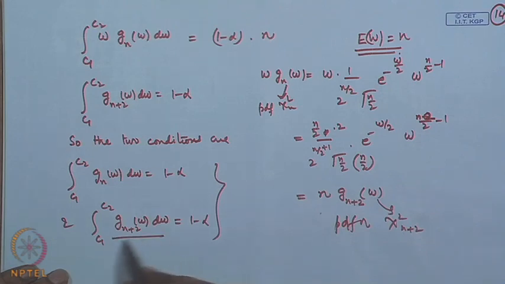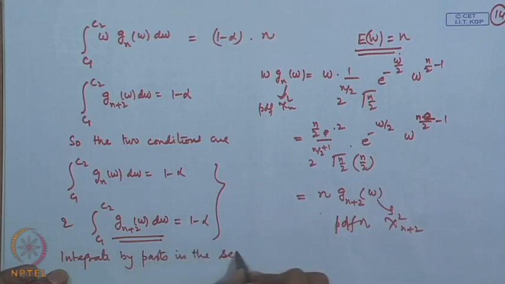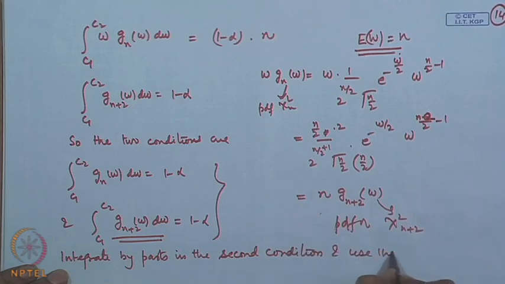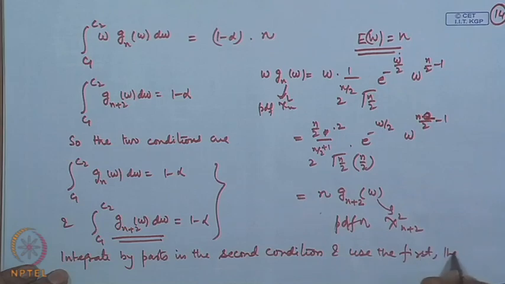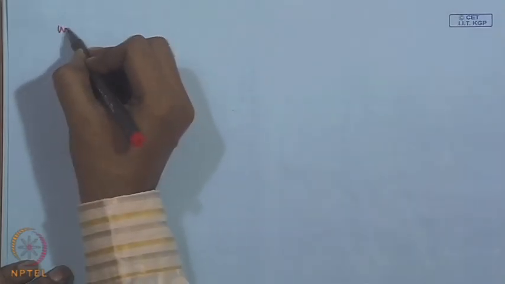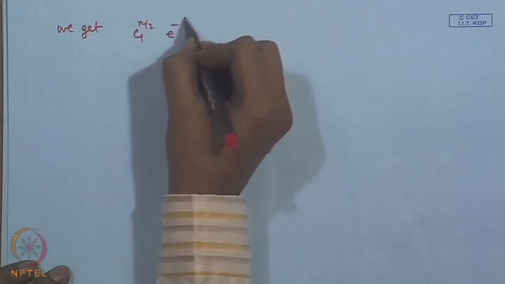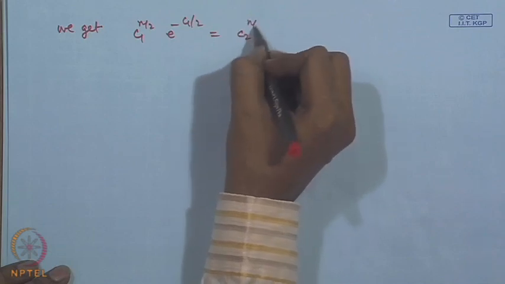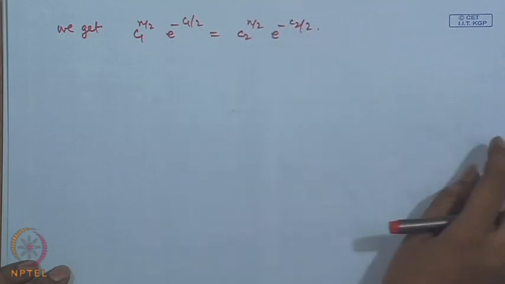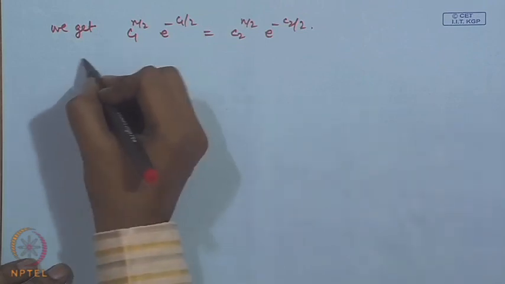Now, if we consider integration by parts in the second condition and use the first, then we get C1 to the power n by 2 e to the power minus C1 by 2 is equal to C2 to the power n by 2 e to the power minus C2 by 2.